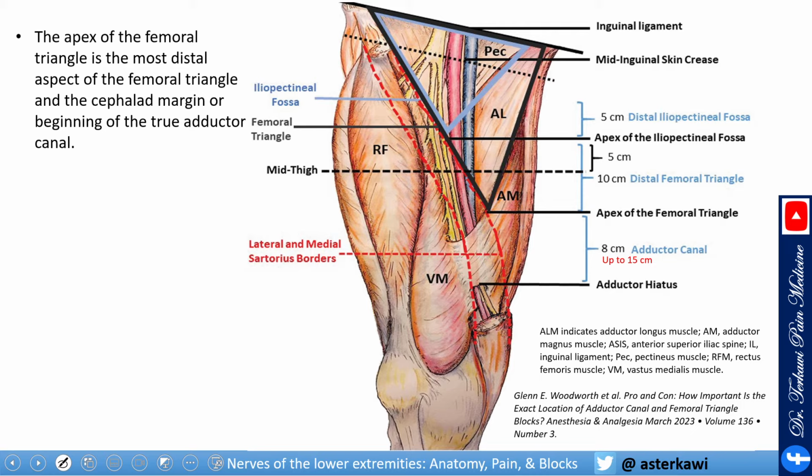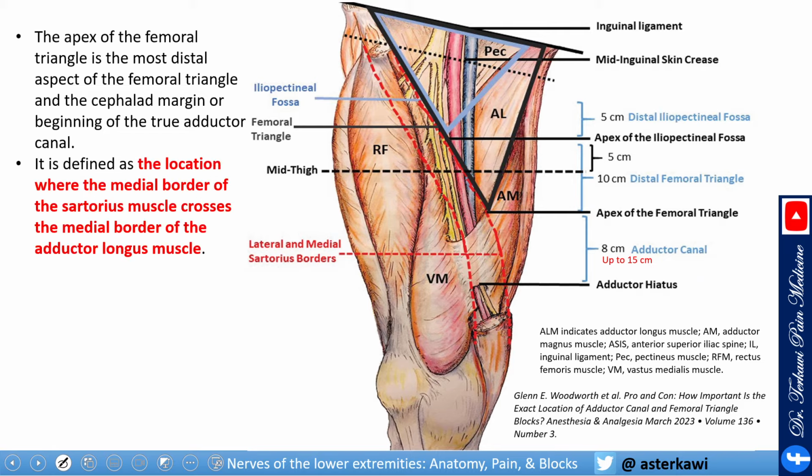Here, the apex of the femoral triangle is the most distal aspect of the femoral triangle and the cephalad margin of the beginning of the true adductor canal. It is defined as the location where the medial border of the sartorius muscle crosses the medial border of the adductor longus.